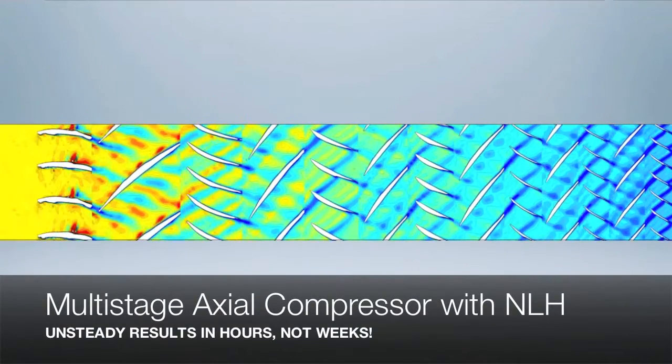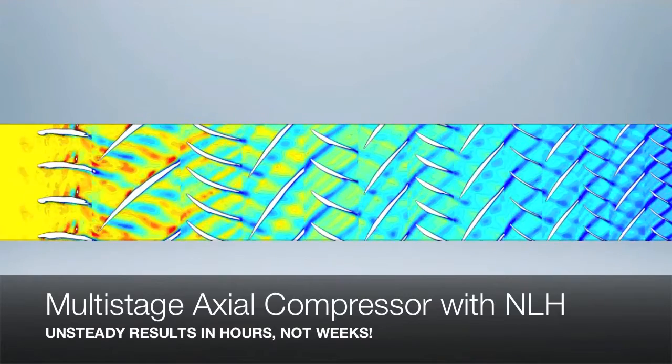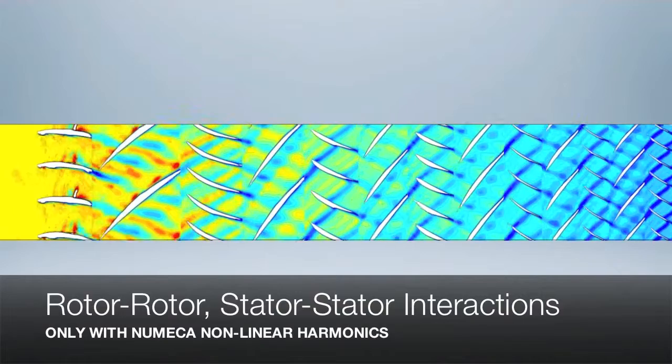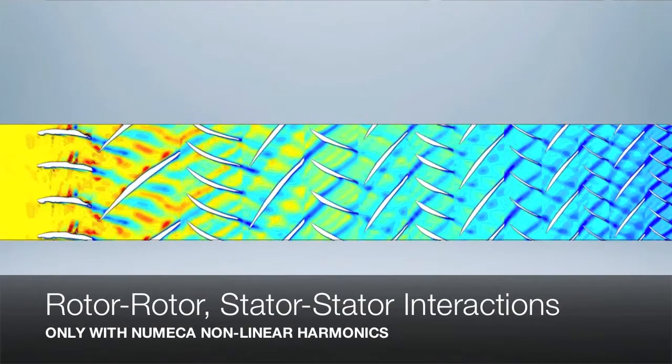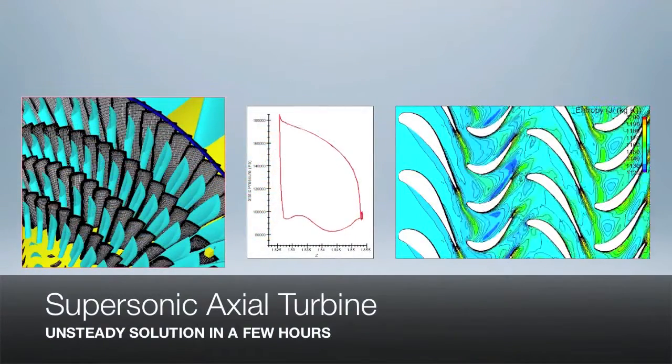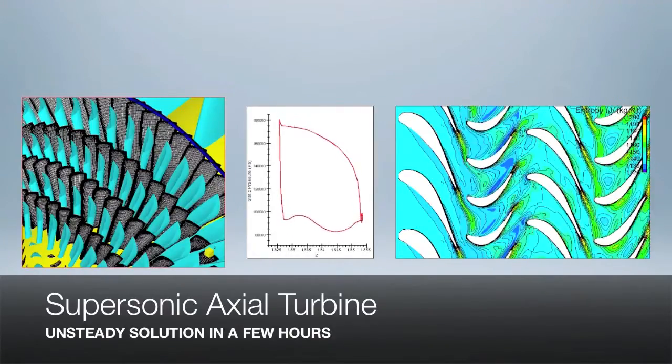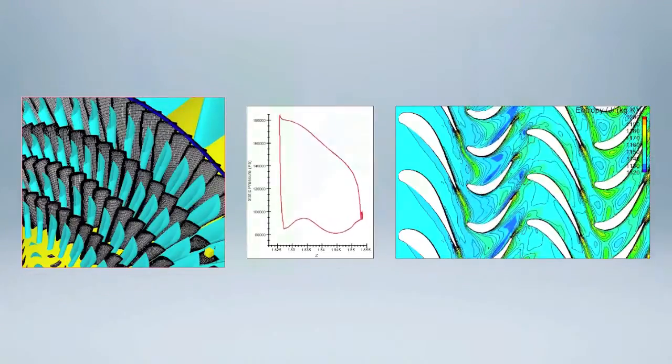So this is an example of a multi-stage axial compressor where the NLH is used not only to model rotor-stator interactions, but also rotor-rotor and stator-stator. So this case is a supersonic axial turbine, which we resolve in a few hours on 12 cores.